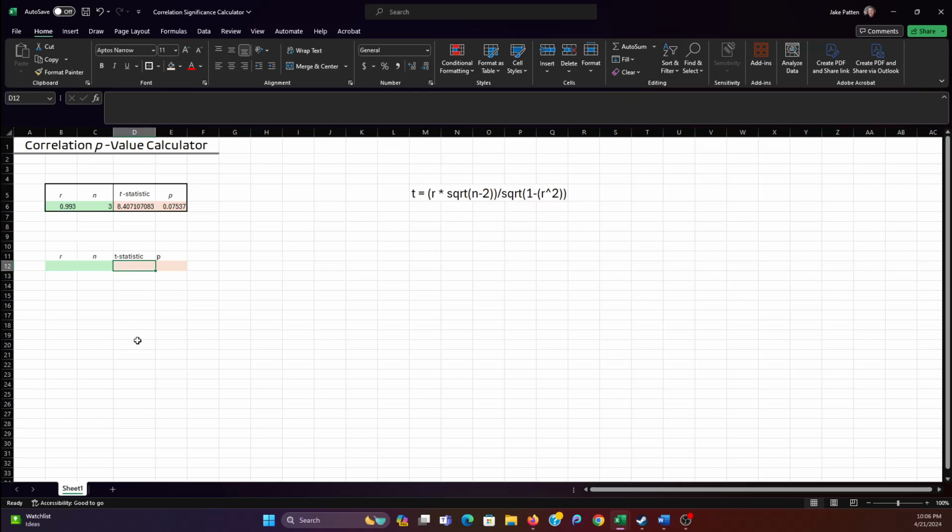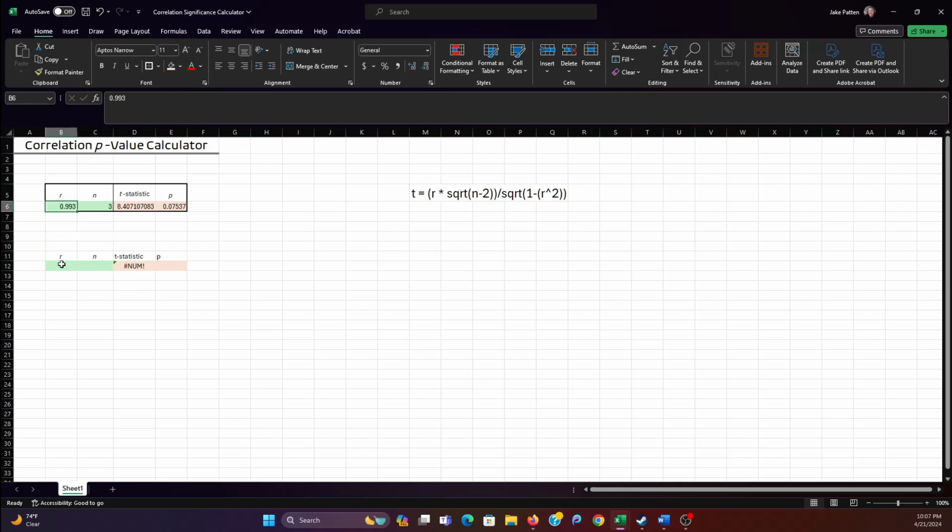So test statistic. This is where we're going to put this formula right here. Equals, open parenthesis, R. We want that dependent on our value right here, so B12, times the square root of n minus 2. We want that dependent on n, so C12, minus 2, close parenthesis, first square root, close parenthesis that we opened up in the beginning. All that is divided by the square root, open parenthesis, of 1 minus, and now you probably don't actually need this group of parentheses here, but I'm going to put it because I'm paranoid about parentheses, R squared. Close that parenthesis, close the square root parentheses, and we're good, probably.